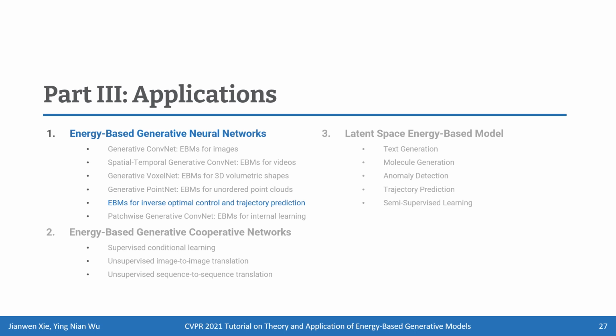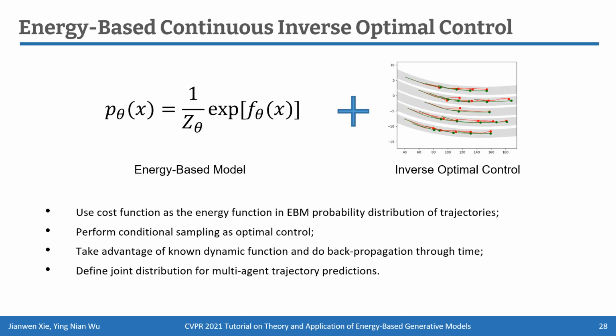In this section, we will talk about energy-based continuous inverse optimal control and trajectory prediction. The problem of continuous inverse optimal control is to learn the unknown cost function from expert demonstration. This problem can be studied in the framework of energy-based models, where the observed expert trajectories are assumed to be random samples from the probability density function, which is defined as the exponential of the negative cost function up to a normalizing constant.